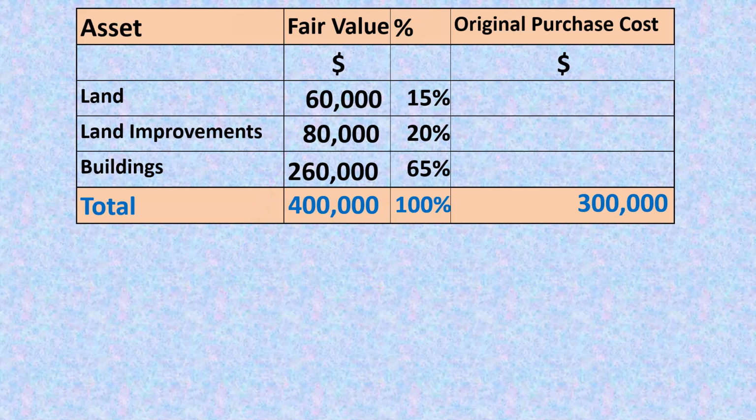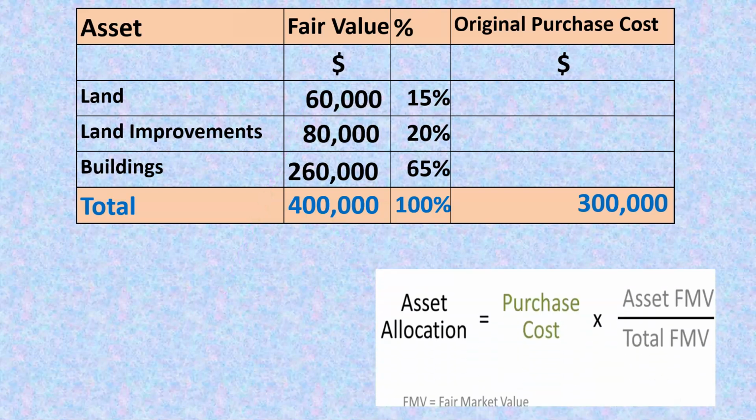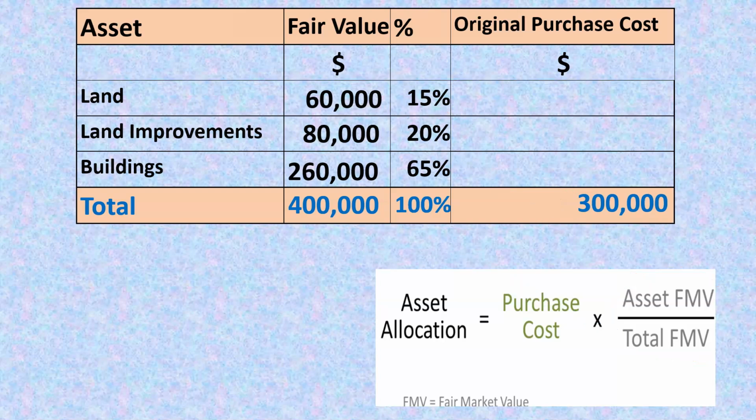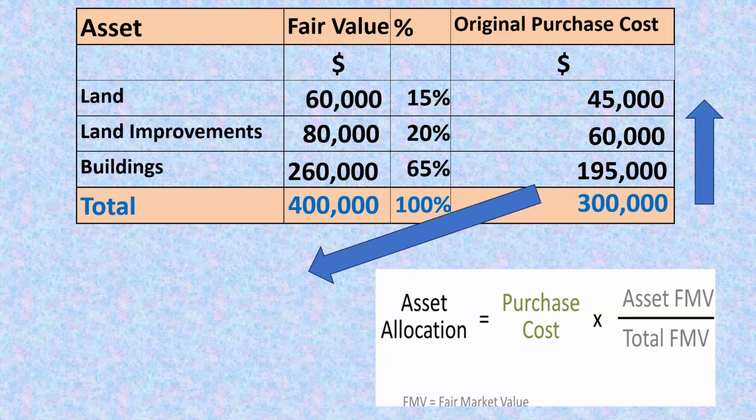Step 4. Allocate the purchase price. The formula for allocation of purchase price is: multiply the lump sum purchase price by the proportion calculated for each asset. This gives you the allocated cost for each asset. The journal entry will appear something like this.